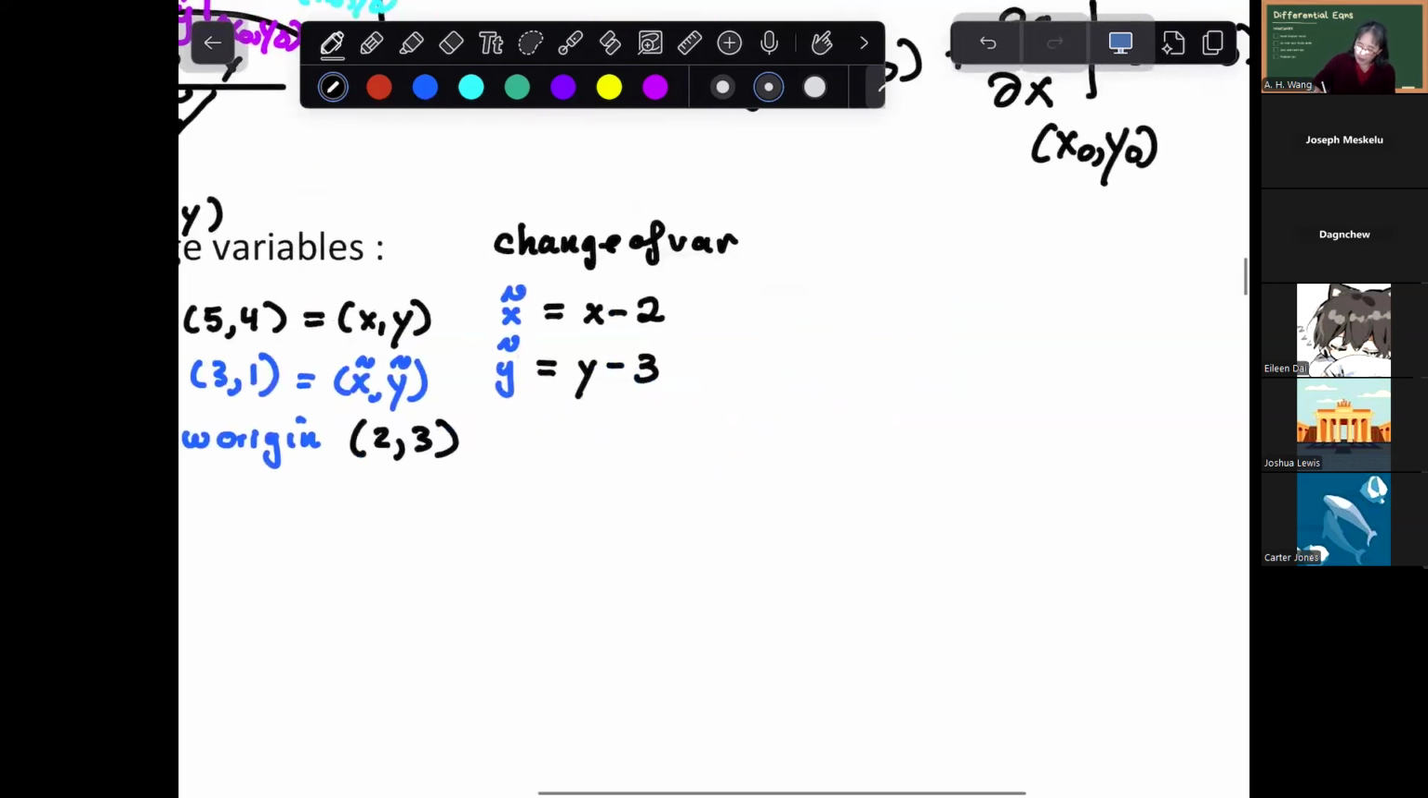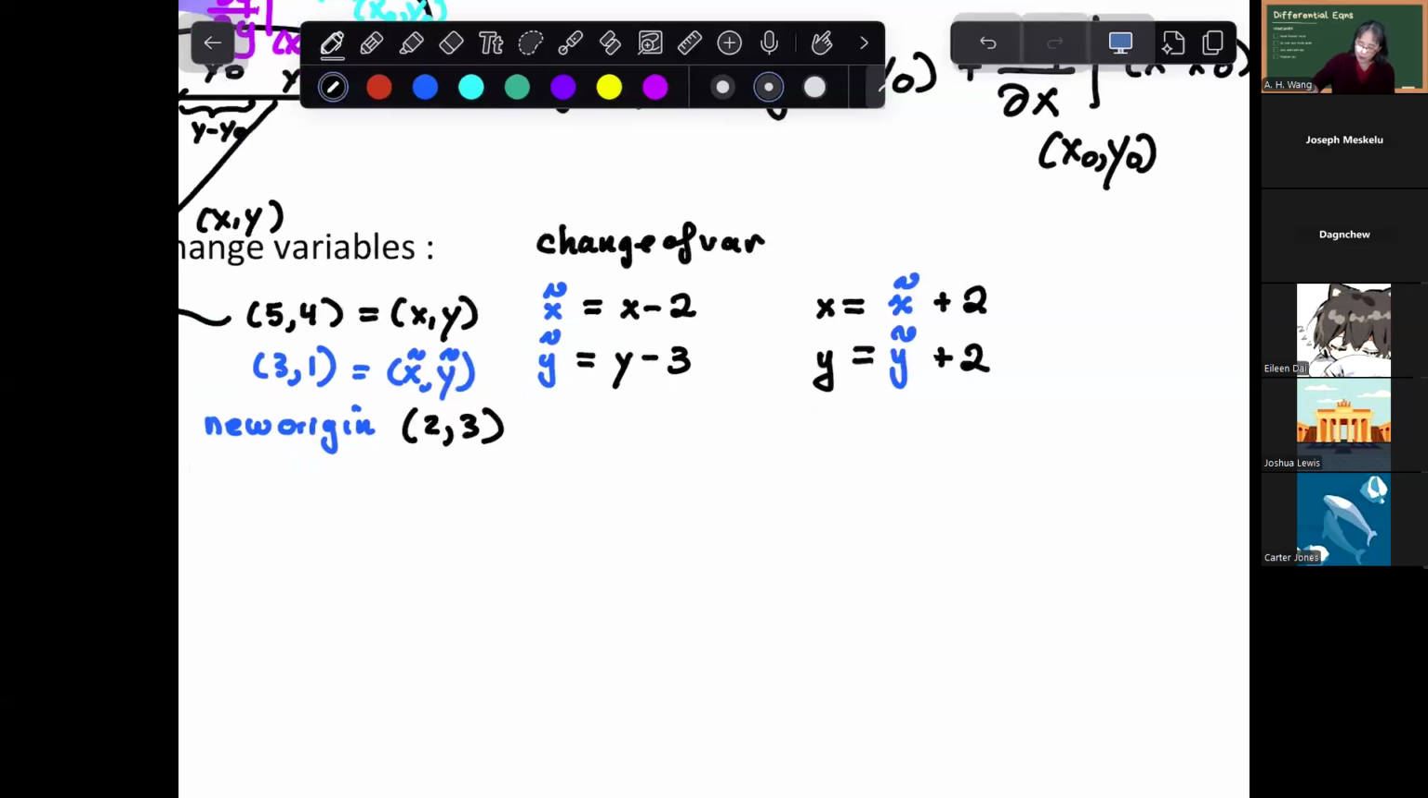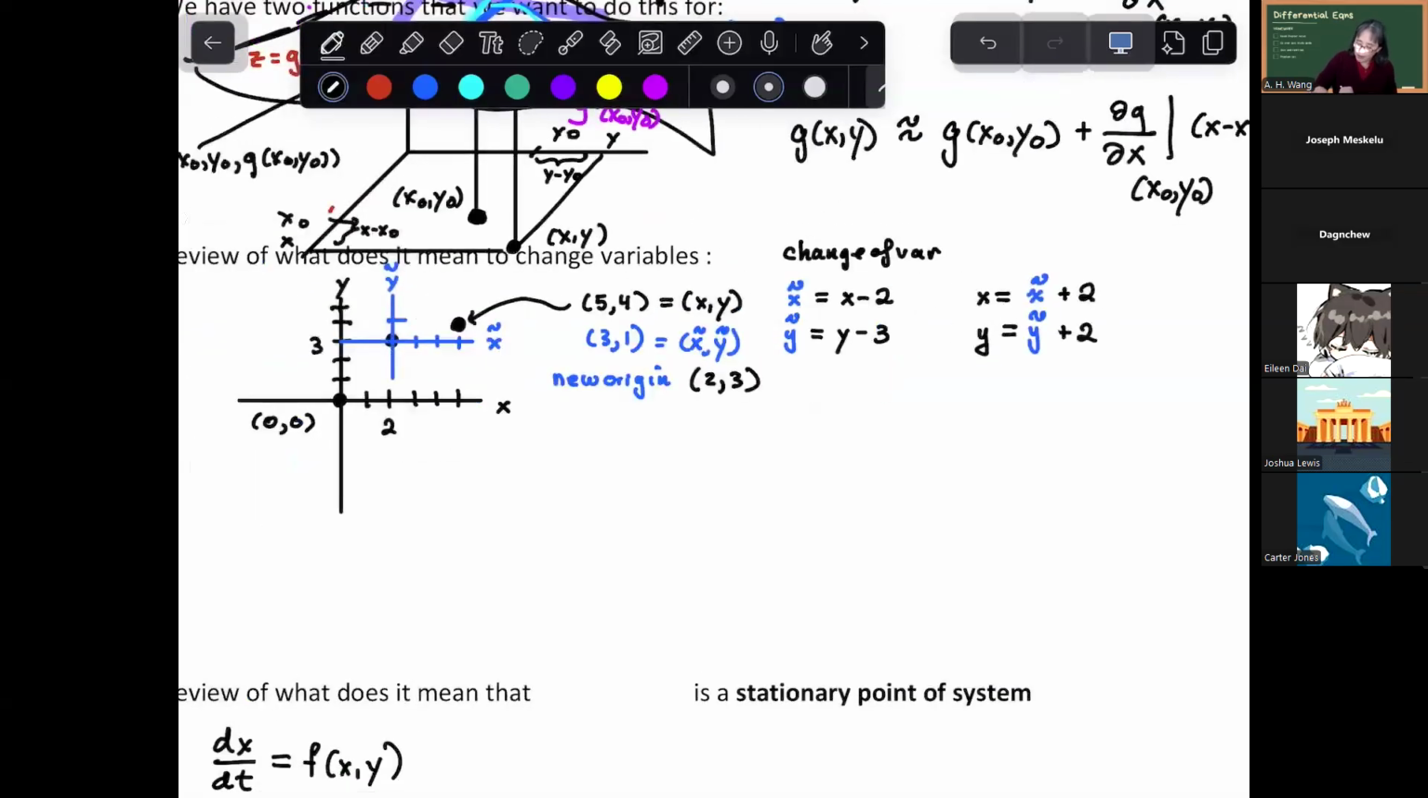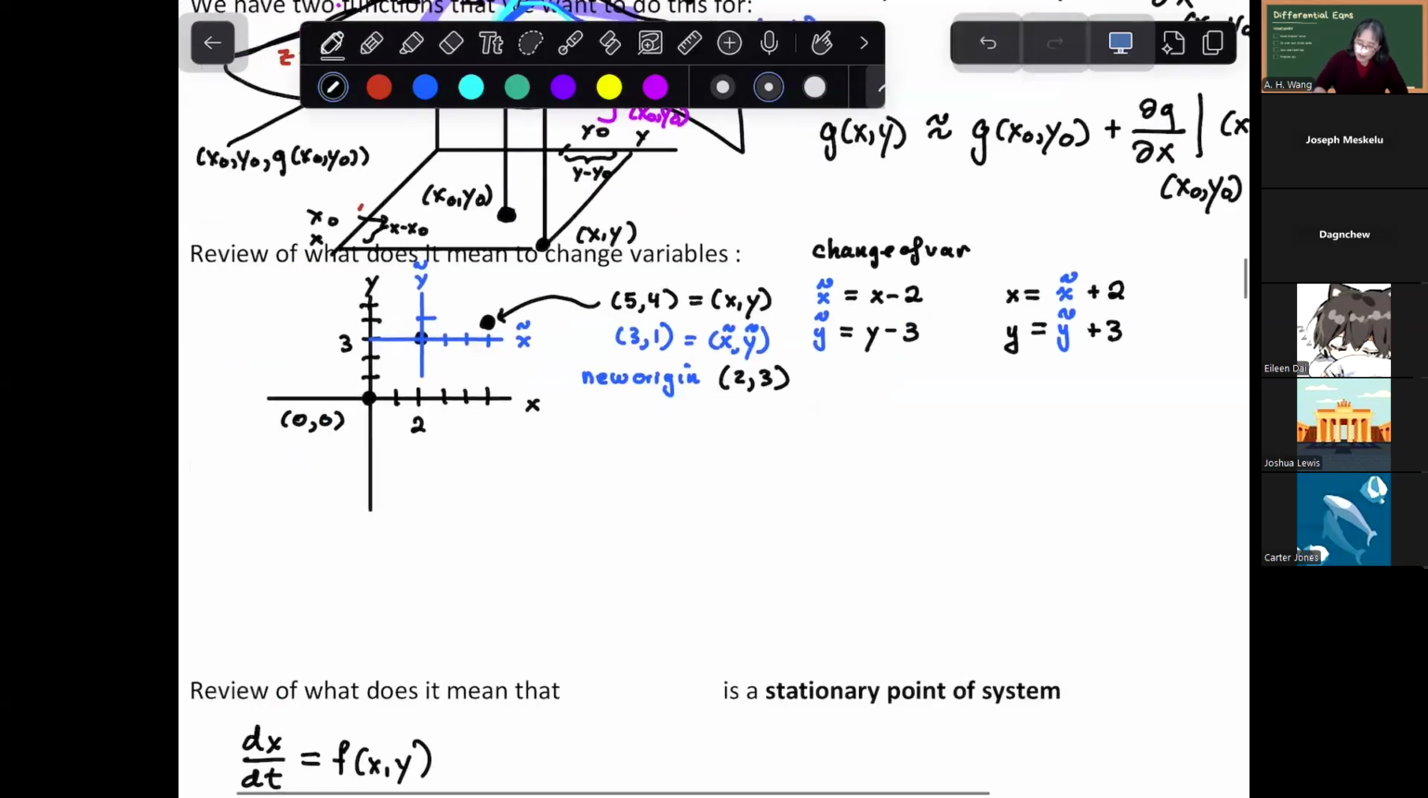And you could go the other way. If you started off with the new one and wanted black, then what would you do? This would be x tilde plus 2, and then y would be y tilde plus 3. Thank you. Okay, so I'm going to just do it in general now. Let's do this again.